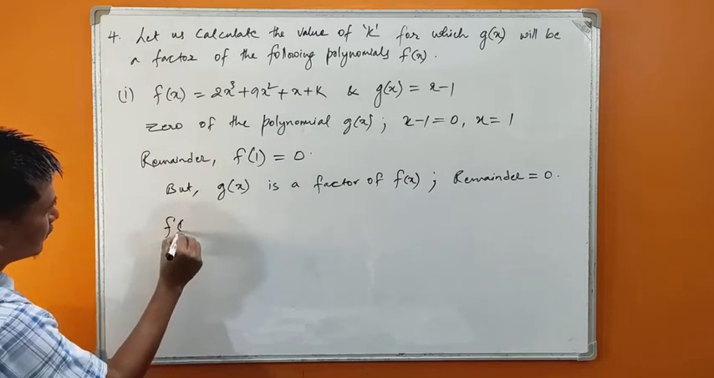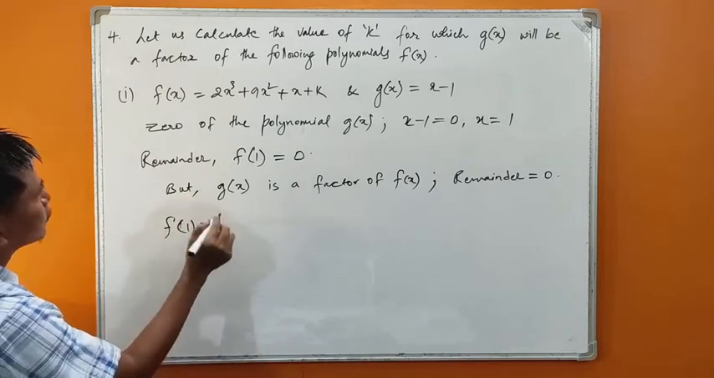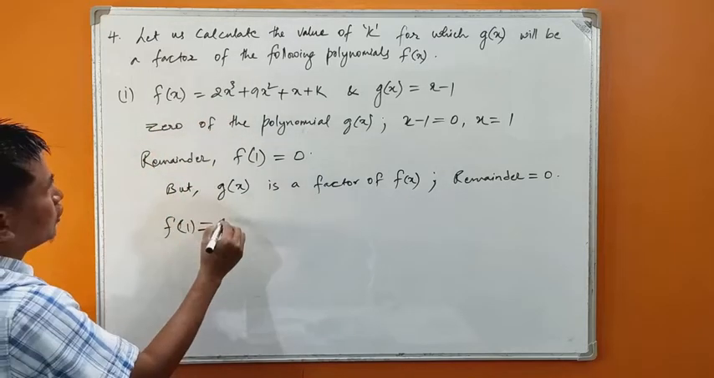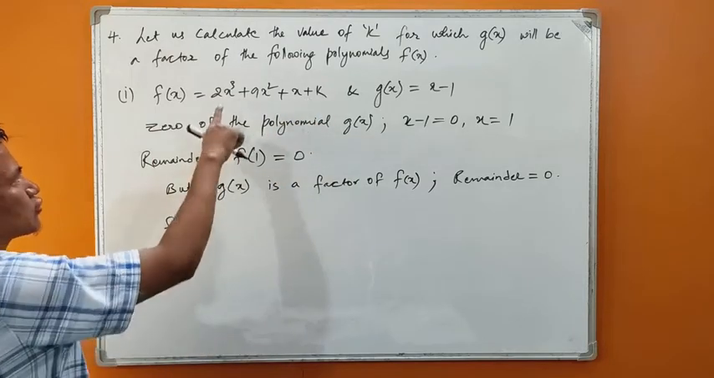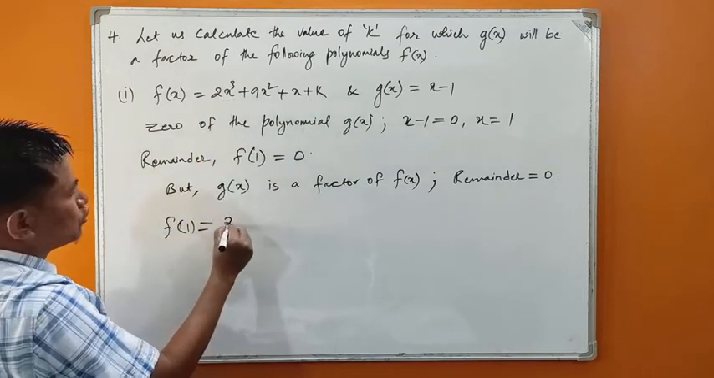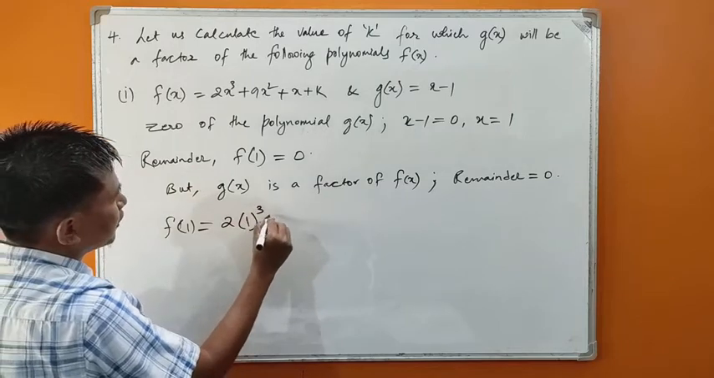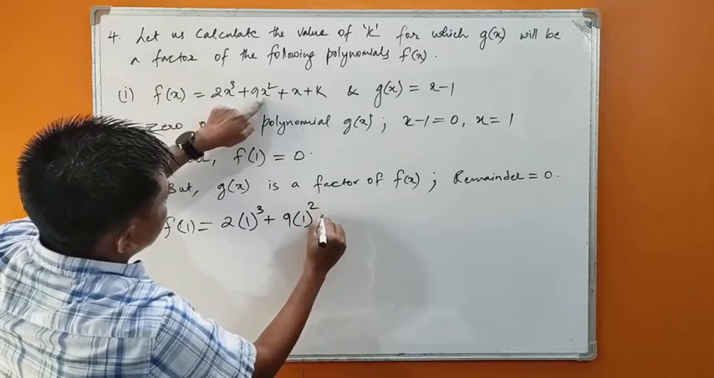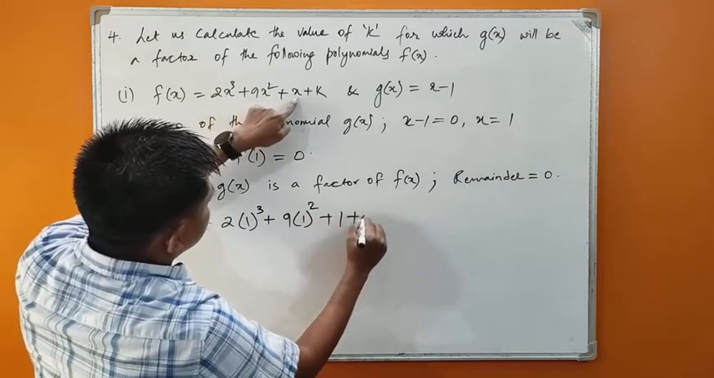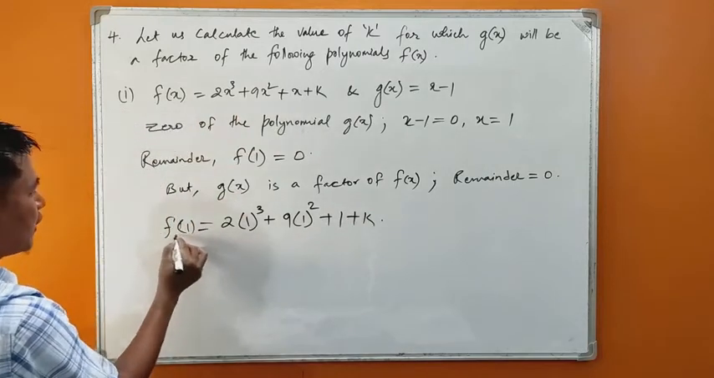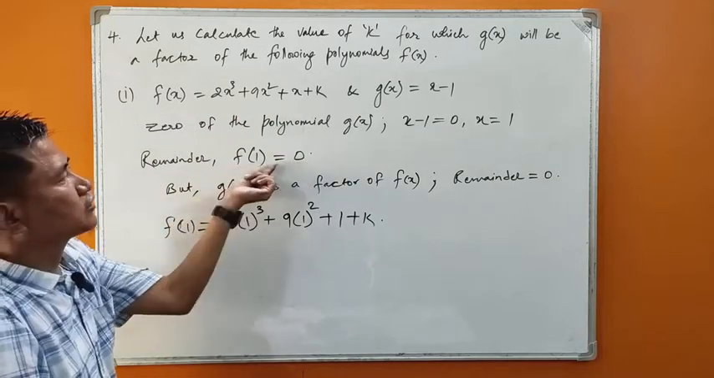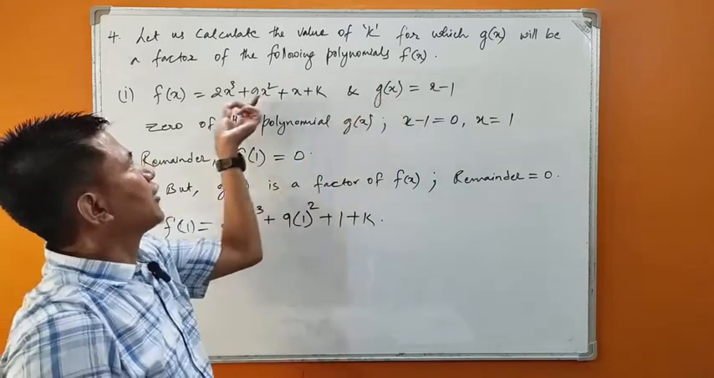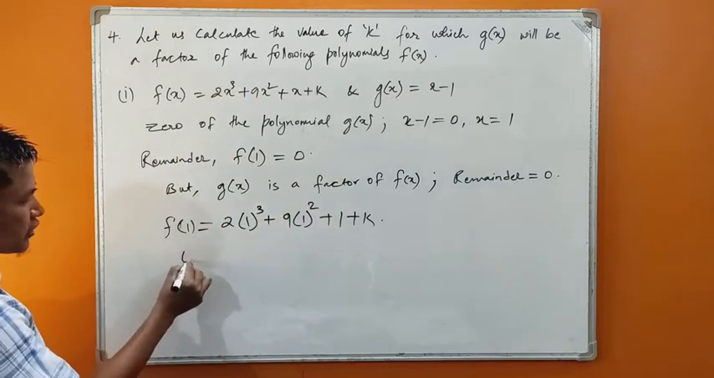f1 equals to, instead of fx I am finding f1. Okay, fx equals to this expression means f1 equals to, instead of x I write 1, isn't it? 2x means 1 whole cubed plus 9x means 1 whole squared plus x means 1 plus k. Okay, now f1 is 0 because f1 is the remainder, so remainder should be 0. Remainder should be 0 to become gx, a factor of this expression. So remainder is 0. Instead of f1 I write 0.